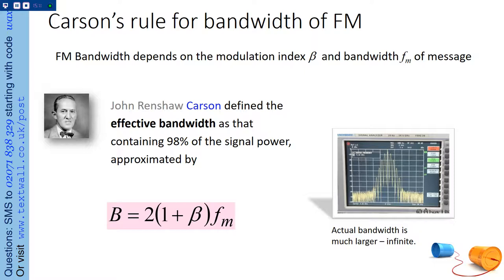What's the bandwidth for AM? AM is double sideband, remember? So the bandwidth for AM is twice FM. What's the bandwidth for DSB? Same, twice FM. What's the bandwidth for SSB, single sideband? It's just FM. What's the bandwidth for FM? It's twice FM times beta plus one. Okay? Now this is an approximation that holds if beta is big. If beta is bigger than one. Otherwise, we have something else.